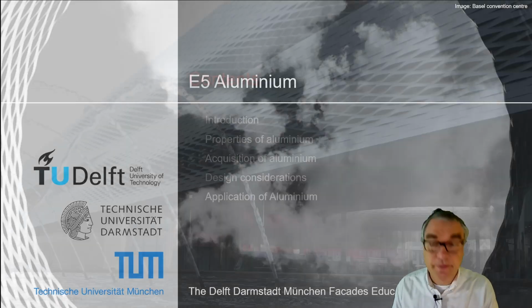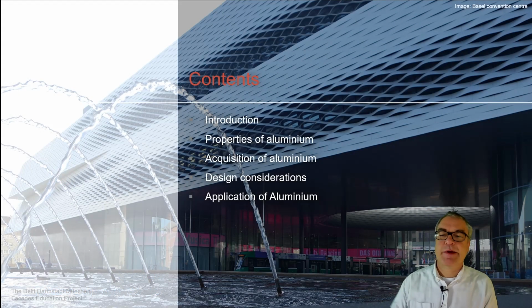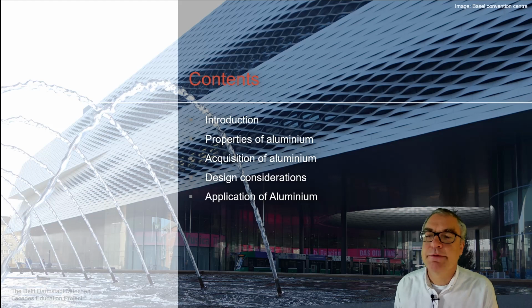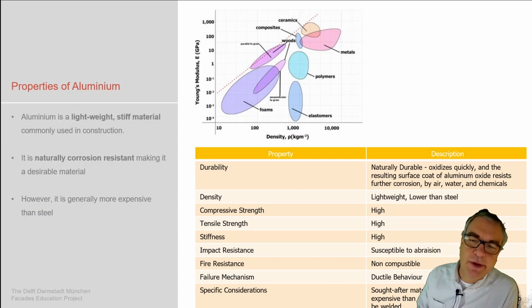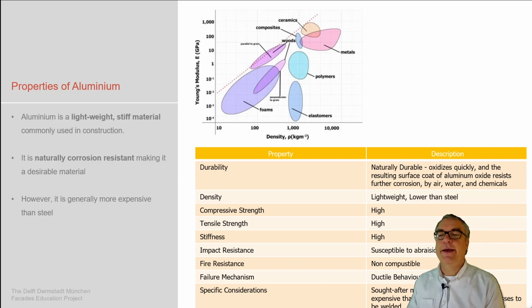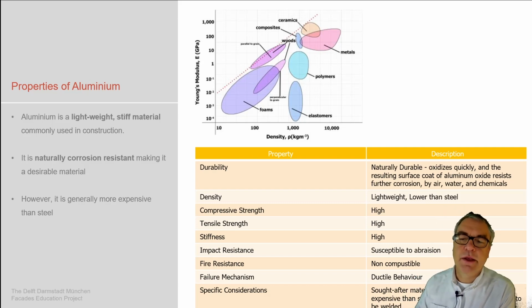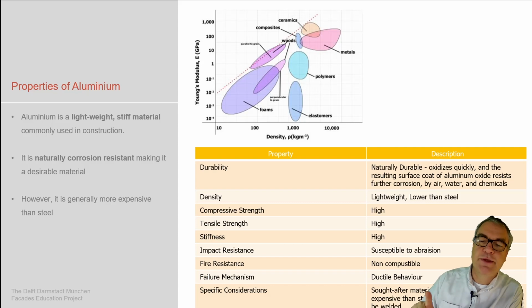E5 aluminium. Same setup as each time: properties, acquisition, design consideration, and application. Aluminium is a material which we like a lot in facades, so we will see some more facade samples in here. It's actually a material similar to steel, quite good in compressive and tensile strength. Still a ductile behavior, which we see here.